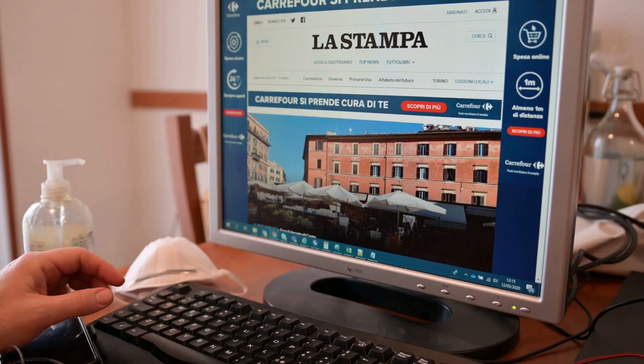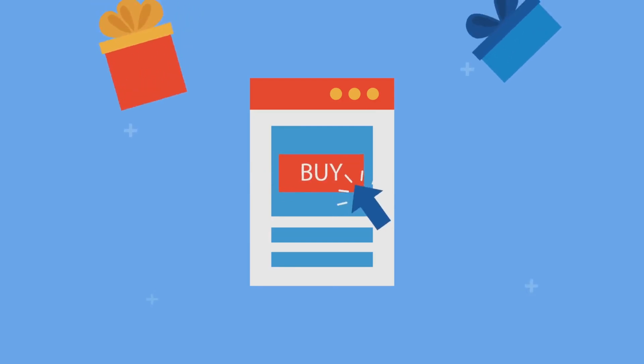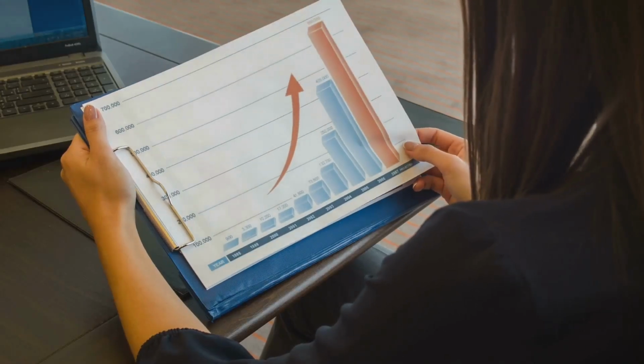Another culprit is poor website design and user experience. Is your website easy to navigate? Is it mobile friendly? Is the call to action clear and compelling? If not, you're likely losing valuable conversions.